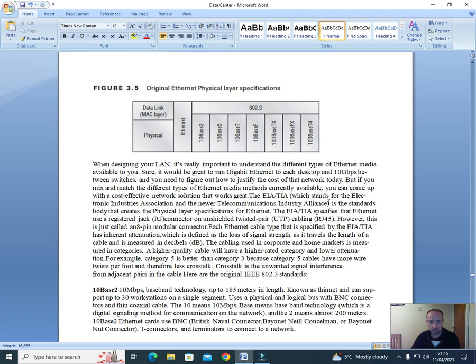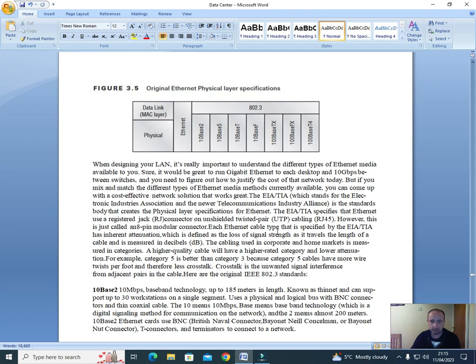The IEEE, which stands for the Institute of Electrical and Electronics Engineers, is the standards body that creates the physical layer specifications for Ethernet. The IEEE specifies that Ethernet use a registered jack RJ connector on unshielded twisted pair UTP cabling, the RJ45. However, this is just called an 8-pin modular connector.